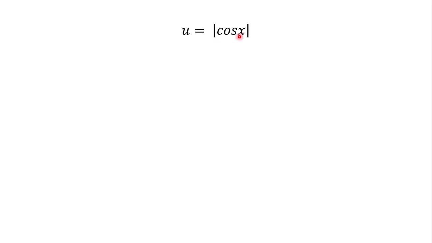by the whole of what? This, and that will give us cos x over the absolute value of cos x. Okay, so du is equal to minus sine x times cos x over the absolute value of cos x dx. Now when we multiply this and this, whatever we are going to get is the answer to the derivative of this.